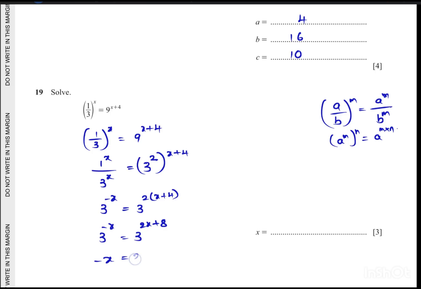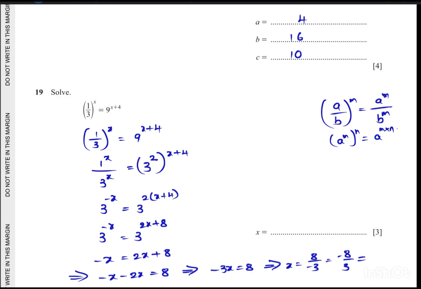So now you can continue with equating the powers. Minus x is equal to 2x plus 8. This will give you, bring 2x to the left hand side, minus 2x, keeping 8 onto the right hand side. So minus x minus 2x is minus 3x is equal to 8. This gives you x is equal to 8 by minus 3, which is minus 8 by 3. You can write it as a mixed fraction, minus 2 by 3, because if I divide 8 by 3, 3 2s are 6, remainder is 2. So minus 2 by 3 will be the answer.